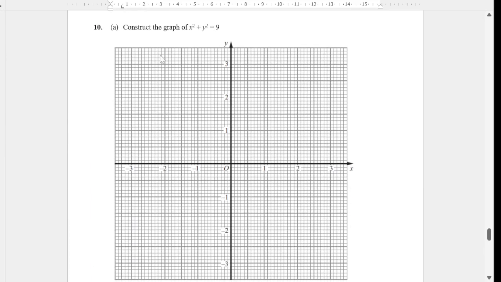Right, question 10. Construct the graph of x squared plus y squared is equal to 9. Okay, so we've got the equation of a circle here. A circle with a centre at the origin has equation x squared plus y squared equal to r squared, so r is going to be 3. So I need a circle that's going to go through these points.